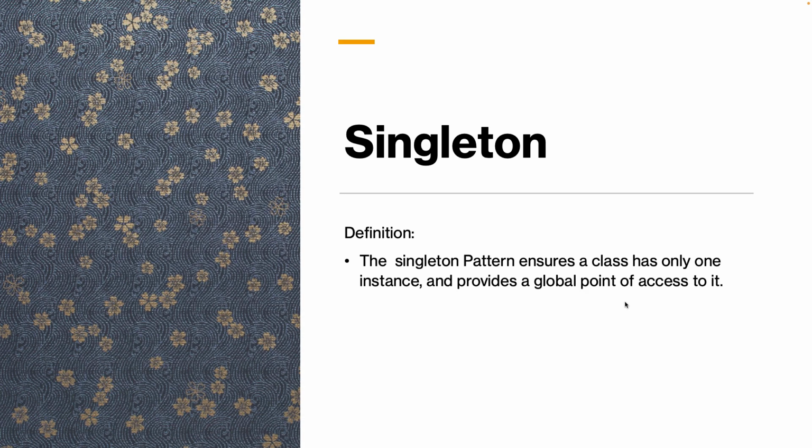The singleton pattern ensures a class has only one instance and provides a global point of access to it. It means the same instance will be returned every time. That's what singleton is. The same copy will exist every time the object is created in the program.